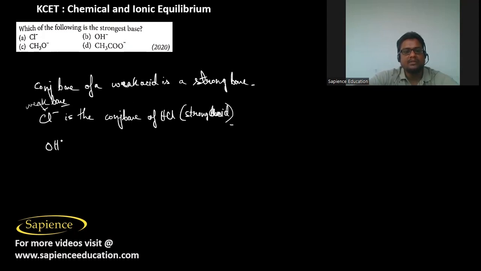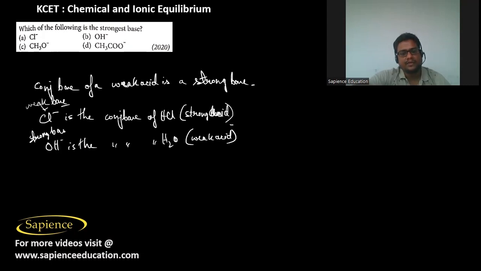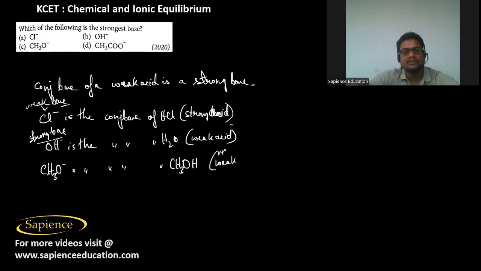Now OH minus ion is the conjugate base of H2O, which is also a weak acid. So it is also a strong base. So it is fairly strong. And in case of CH3O minus, it is the conjugate base of CH3OH, which is methanol, which is a very weak acid.